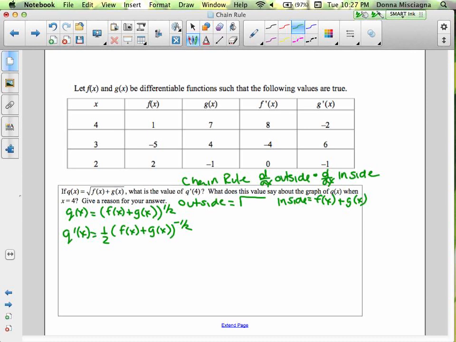All right, so the derivative of the inside, well, that's just a sum, right? So the derivative of a sum is just the sum of the derivatives, right? So that's just the sum rule. So we're going to multiply that by f prime of x plus g prime of x, right? Because we just have the derivative of a sum. That's right, derivative of sum equals sum of the derivatives.